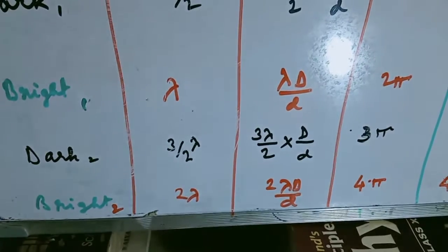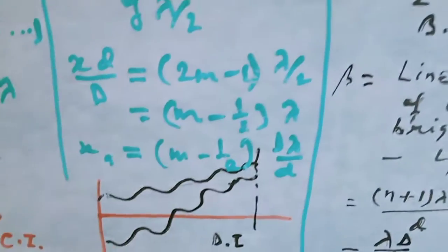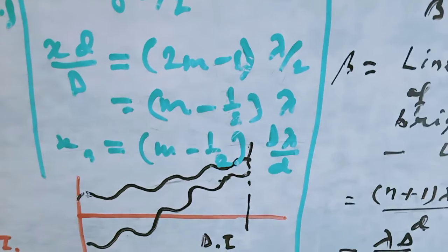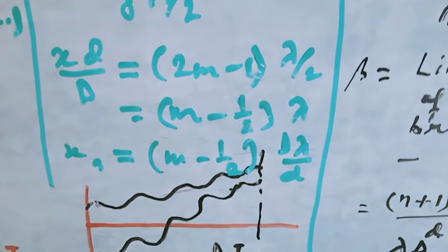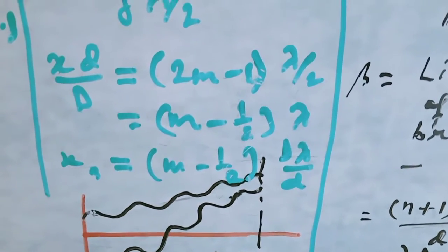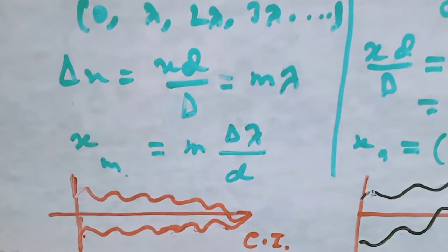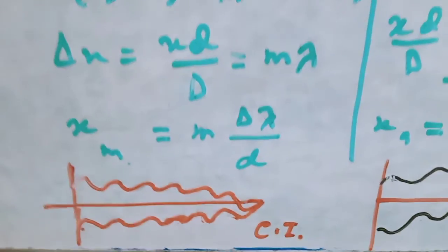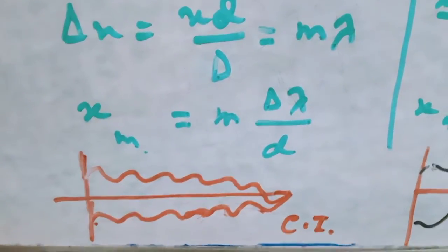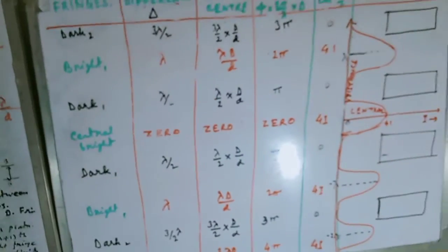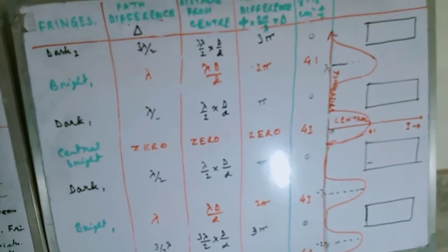For the third dark, place m is equal to 3. Similarly, for the fourth dark, place m is equal to 4. Similarly, for the fifth dark, place m is equal to 5. Similarly, for the third bright, place m is equal to 3. Similarly, for the fifth bright, place m is equal to 5. In this way, the positions of the bright fringes and the dark fringes can be located.